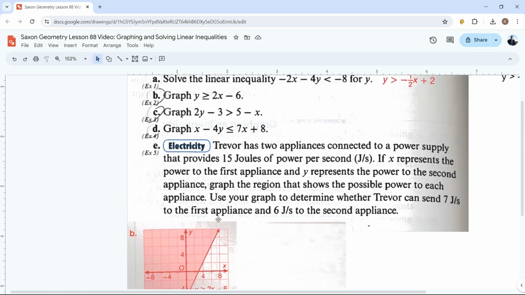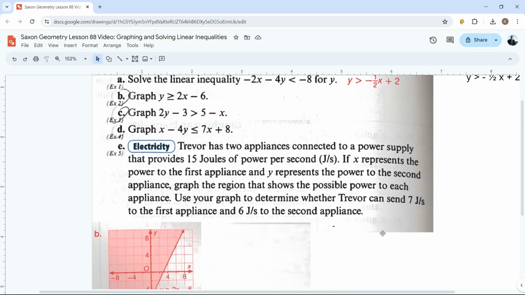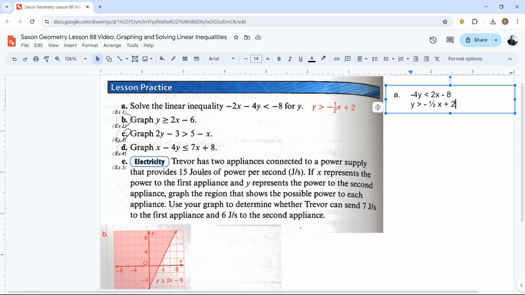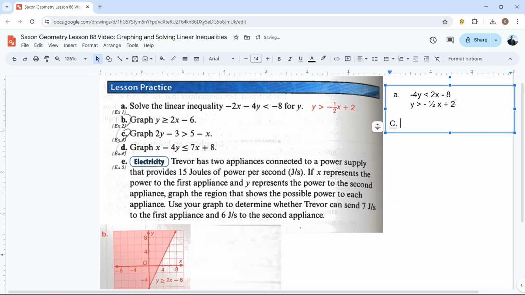All right, let's move on to letter C. Graph 2y minus 3 is greater than 5 minus x. Okay, this one we have a little bit of work to do before we graph it. We need to turn it into slope-intercept form. So first thing I'm going to do is write it with 2y, but add 3 to both sides right away. So it's going to be 2y is greater than, let's see, 5 plus 3 is 8 minus x.